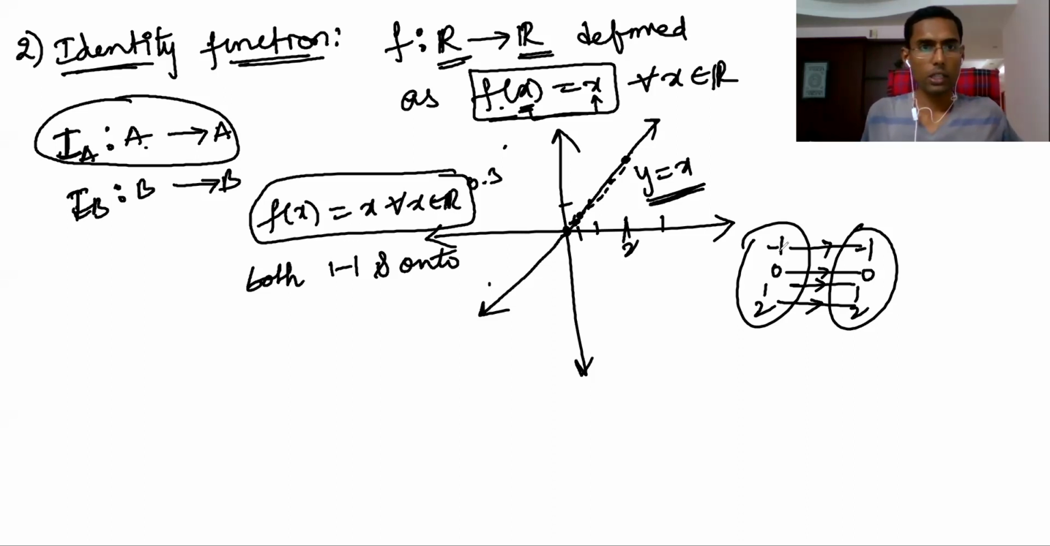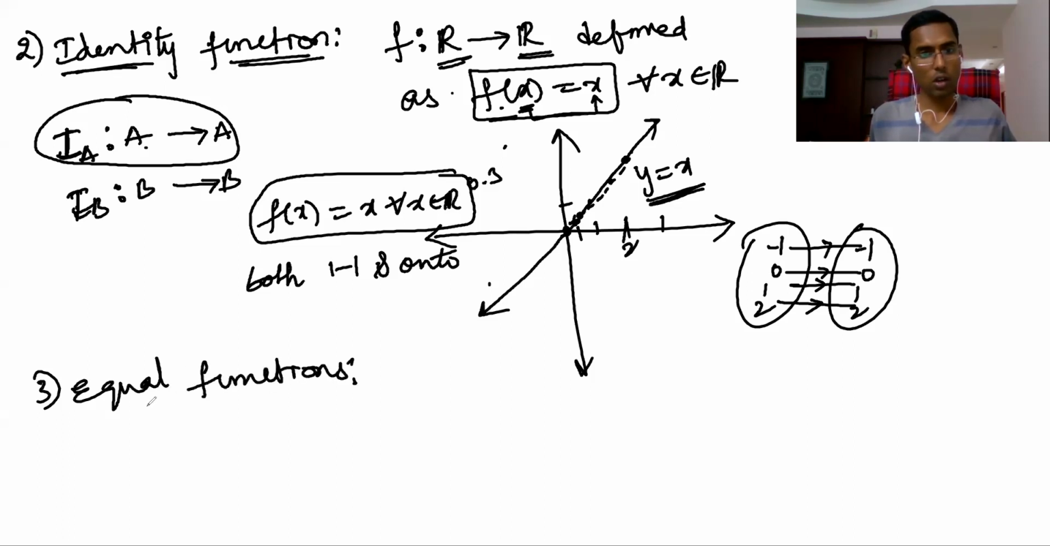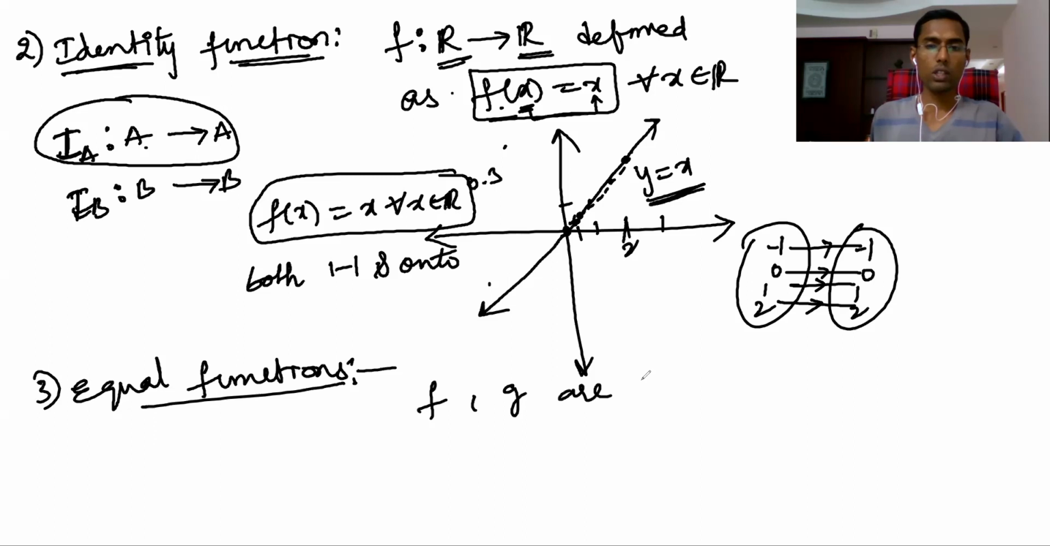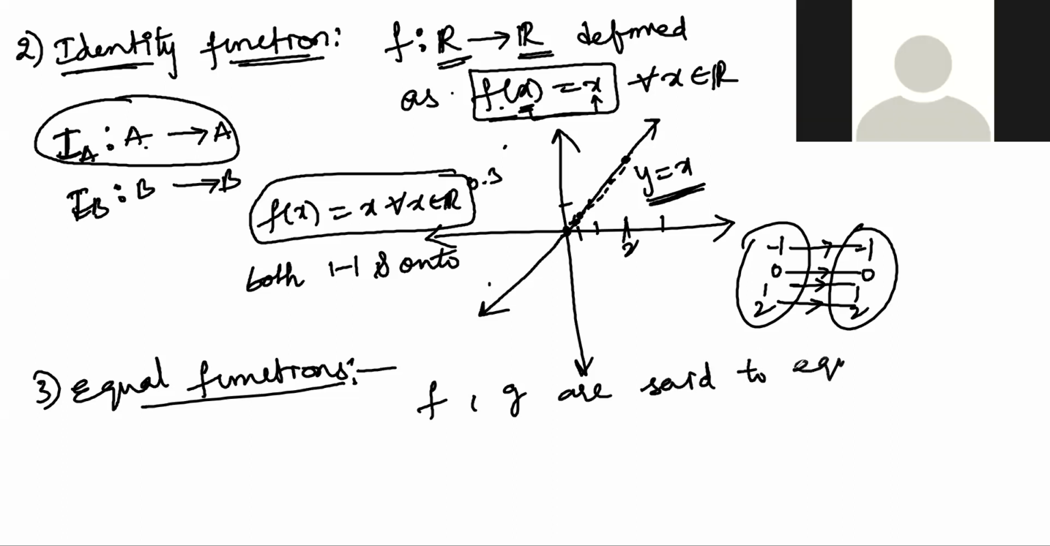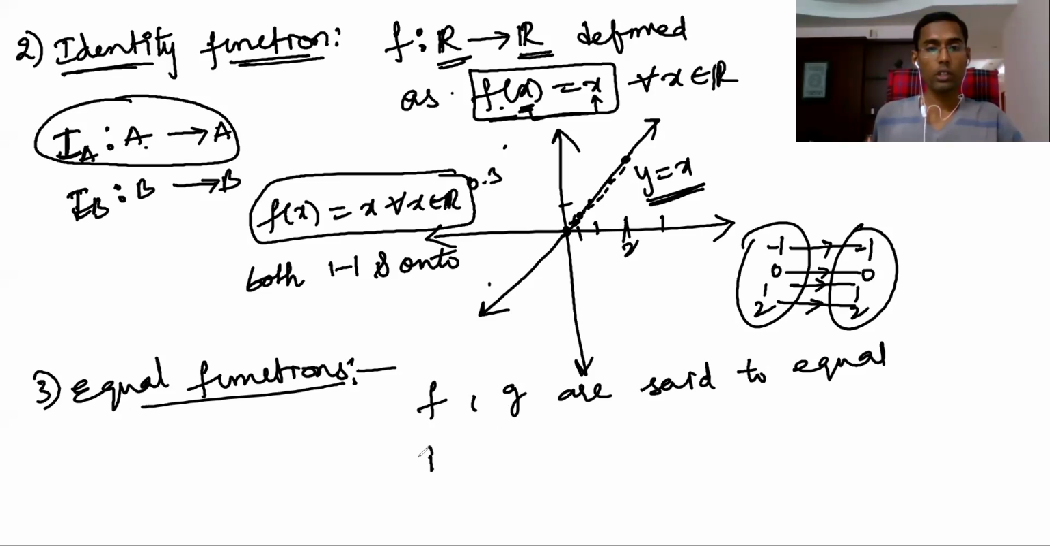All right, so that is identity function. Now we'll see next, equality of functions, or equal functions. What is equal functions? Two functions are said to be equal. F, G are two functions. F and G are said to be equal when there are two conditions.